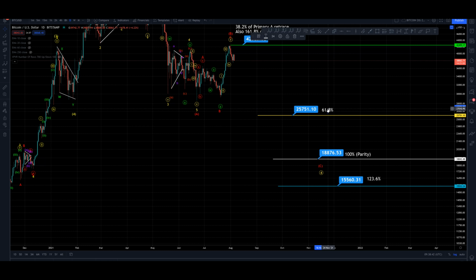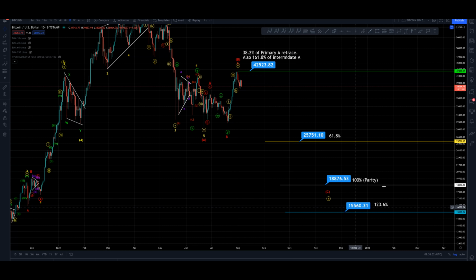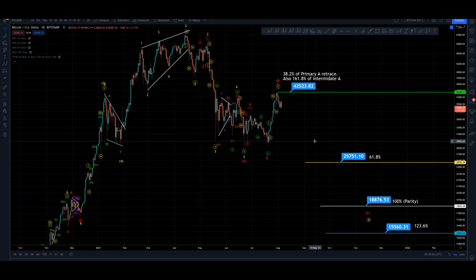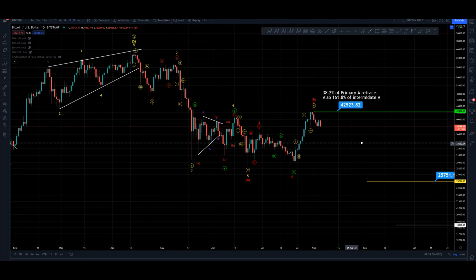Wave C extensions do occur. They're less common than wave 3 extensions in an impulse, so less likely than parity, perhaps a little more likely than the 61.8, but we don't know. We'll find out as time progresses, won't we? So there you go. That's the bearish scenario as I see it. It's still probably the one I favour. It's still probably the one I'm leaning into the most.